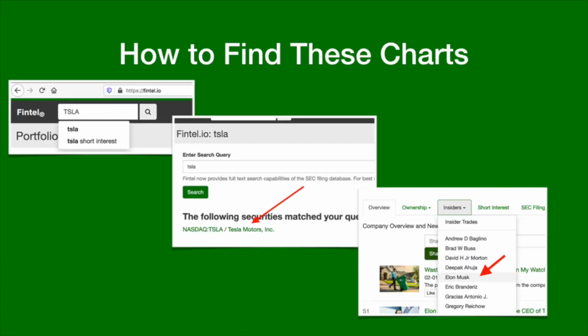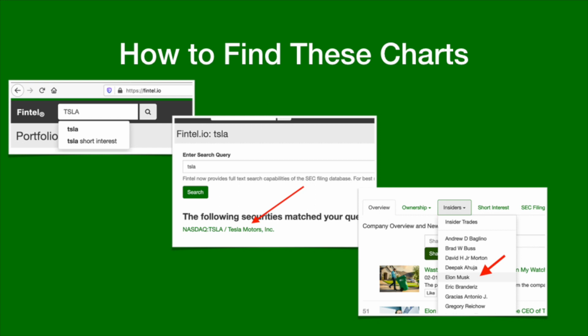Okay, so if you want to find these charts yourself, it's real simple. In the top left of every page on Fintel, there's a search box. You can search either for the insider directly, or if you prefer, you can search via the ticker. The example I'm giving you here is searching by ticker. So type in the ticker TSLA if you want to look for Tesla, and click on the search button. And in the search results, you'll see in the second graphic that Tesla Motors is one of the search results.